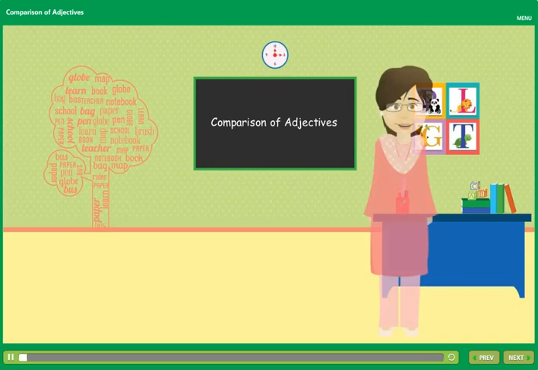You can review adjectives by showing a picture to your class. Ask questions about the picture and write down all the adjectives being used. Use a colored chalk for adjectives.